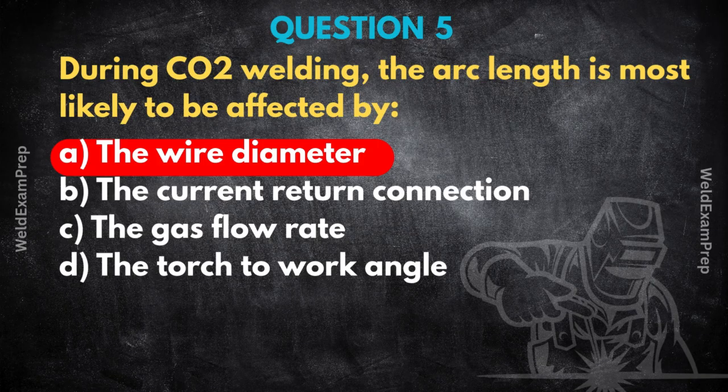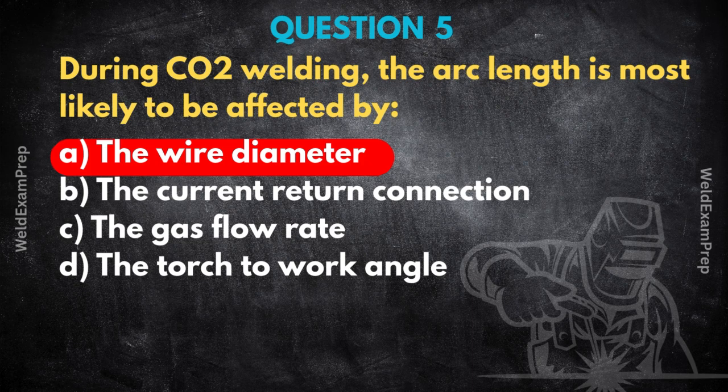The other things matter, of course. A bad current return, B, affects the whole circuit stability. Gas flow rate, C, is vital for shielding. Torch angle, D, affects bead shape and penetration. But the wire diameter has the most direct fundamental impact on how the arc length behaves in relation to the machine settings. That's really clear now.